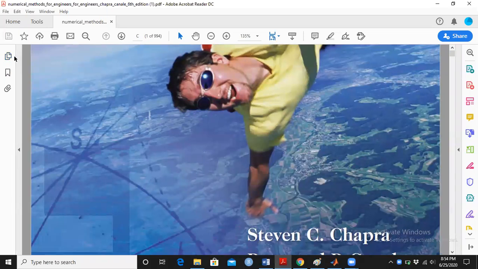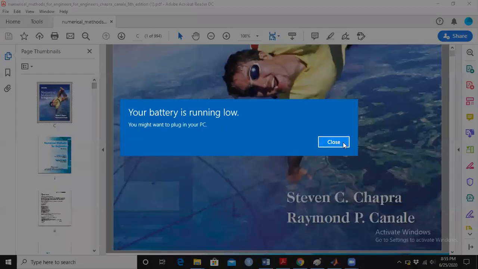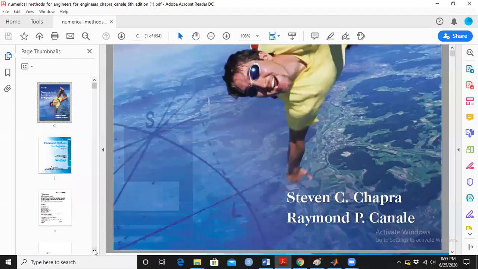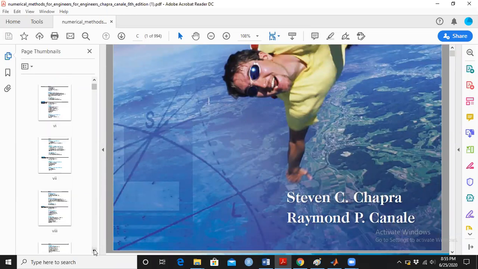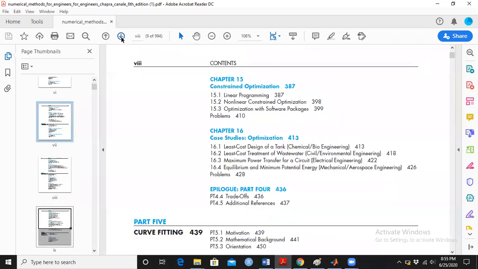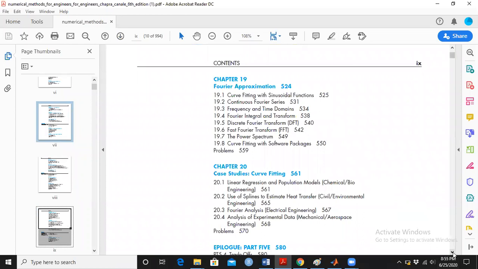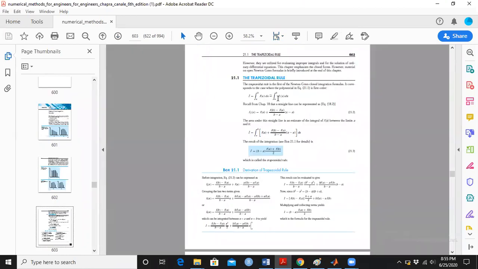Now, the book that we have been following for the course of numerical computations is Stephen C. Chapra, Numerical Methods for Engineers. And chapter number 21 is about numerical integration, right? So, chapter number 21, the trapezoidal rule. We discussed the trapezoidal rule.